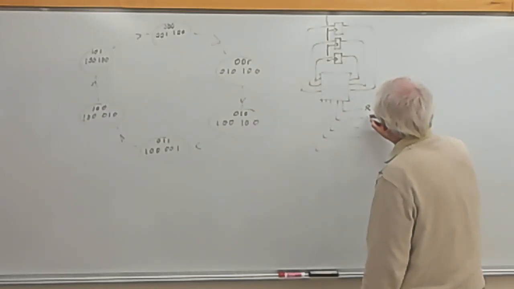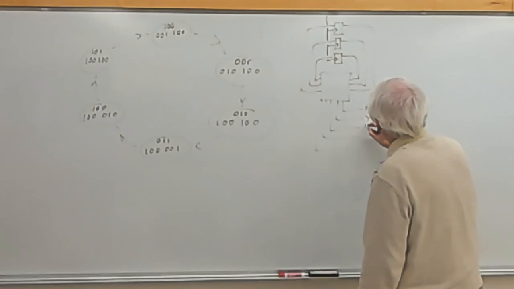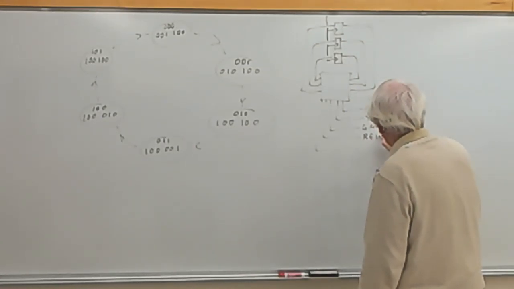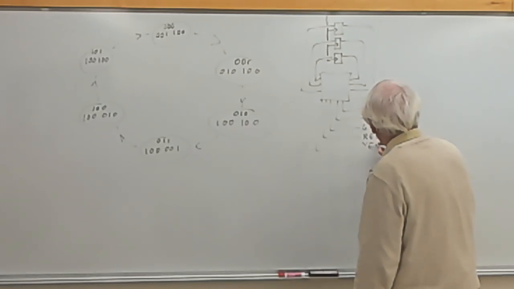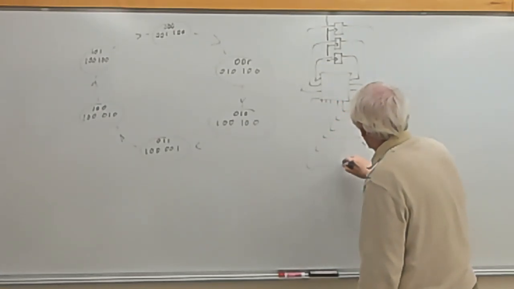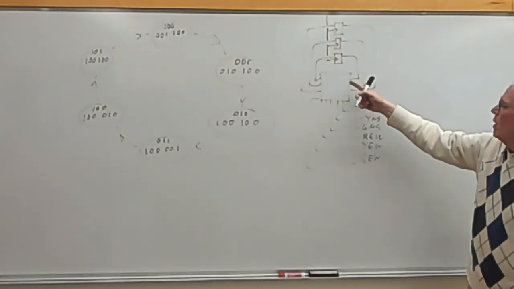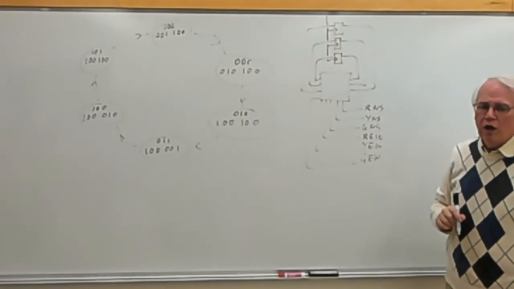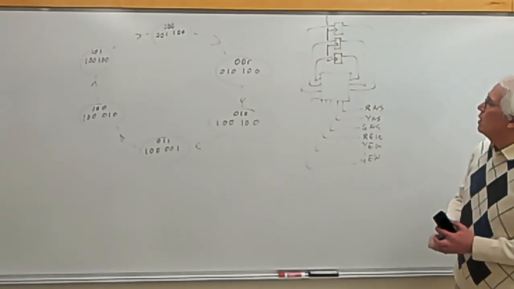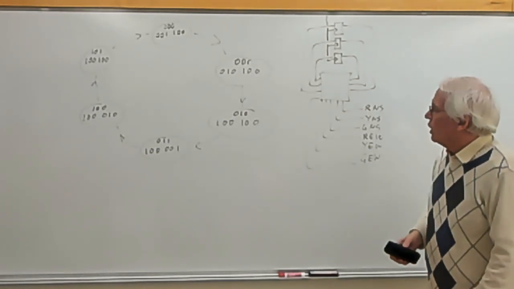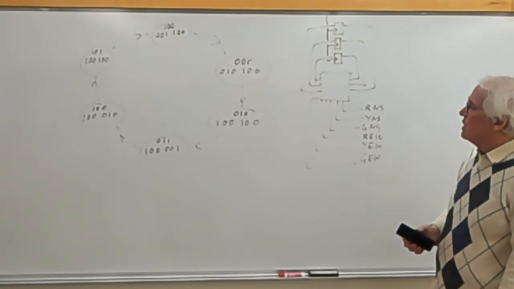Red north south, yellow north south, green north south, red east west, yellow east west, and green east west. So my logic is going to be more complicated, and I'm going to be constructing the diagram in a slightly different way. So let's look at how we build the table for this.